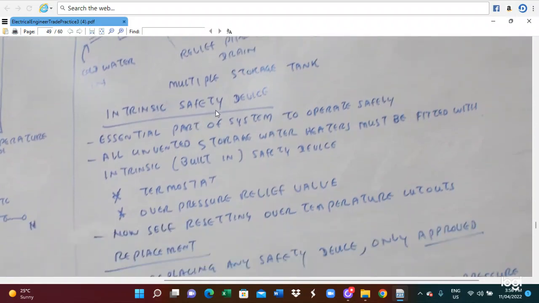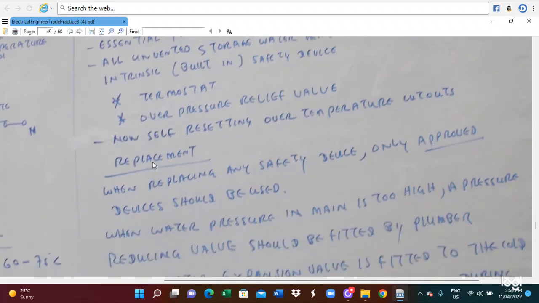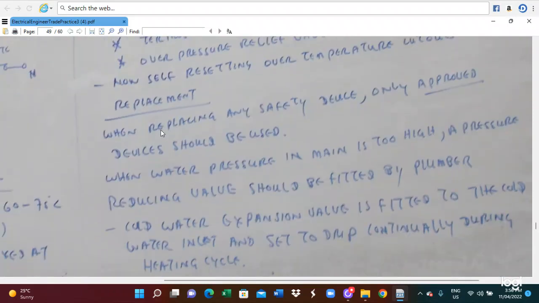Intrinsic safety devices are an essential part of the system to operate safely. All unvented storage water heaters must be fitted with intrinsic built-in safety devices. They include the thermostat, over pressure reliever, and non-self-resetting over temperature cutoffs. Replacement has to follow: when replacing any safety device, only approved devices should be utilized.